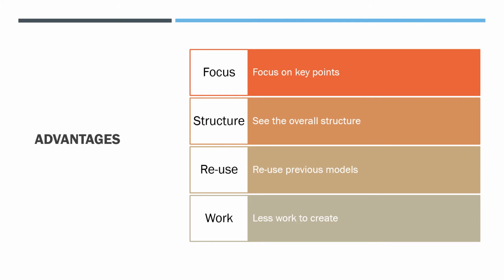In all of these examples, the abstraction allows the user to focus on the key points that are of interest to them and see the overall structure at a glance. It also lets them reuse previous solutions and models that they've built up. For example, if I've created a tube map for one city, I could easily use the same system to create a tube map for a different city. And perhaps most importantly, it's less work to make a model that contains only the points that are of interest to you.